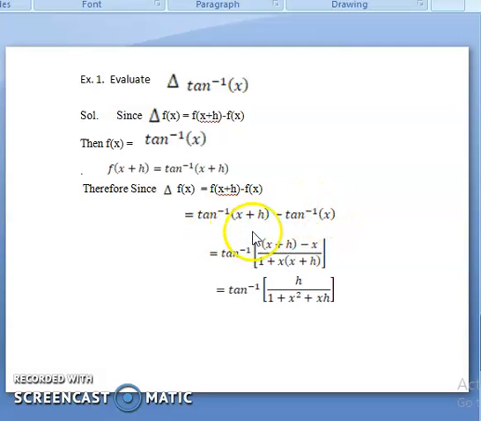Now using the formula for tan inverse x minus tan inverse y, what is the result? Tan inverse of (x minus y) divided by (1 plus xy). By using the formula tan inverse A minus tan inverse B, x is cancelled, so the final result is tan inverse of h divided by (1 plus x squared plus xh).